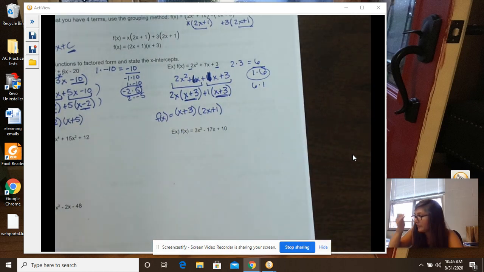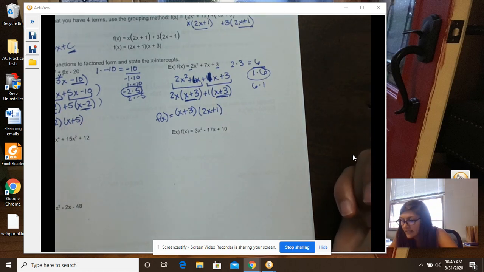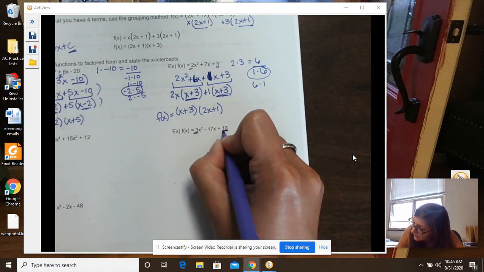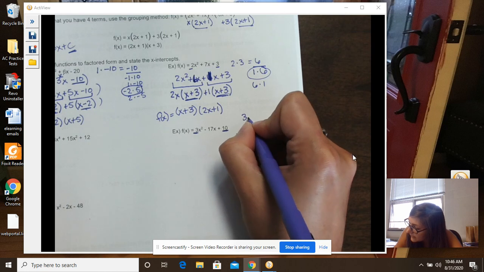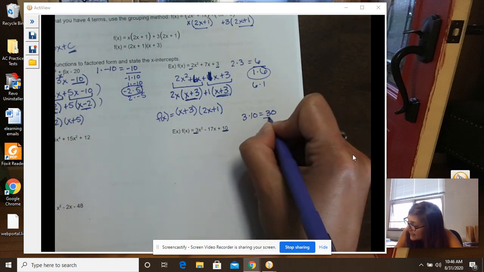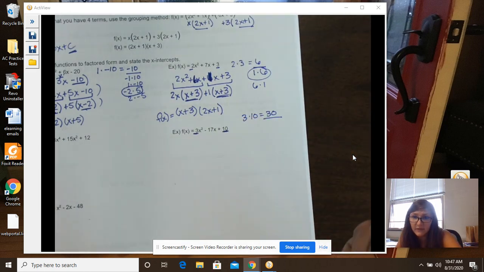Let's take a look at another example, this problem right below. So 3x squared minus 17x plus 10. Since we have three terms, we're going to use that AC method. So lead coefficient times that constant term, 3 times 10 will give me 30. And now I want factors of 30 that will add to negative 17.